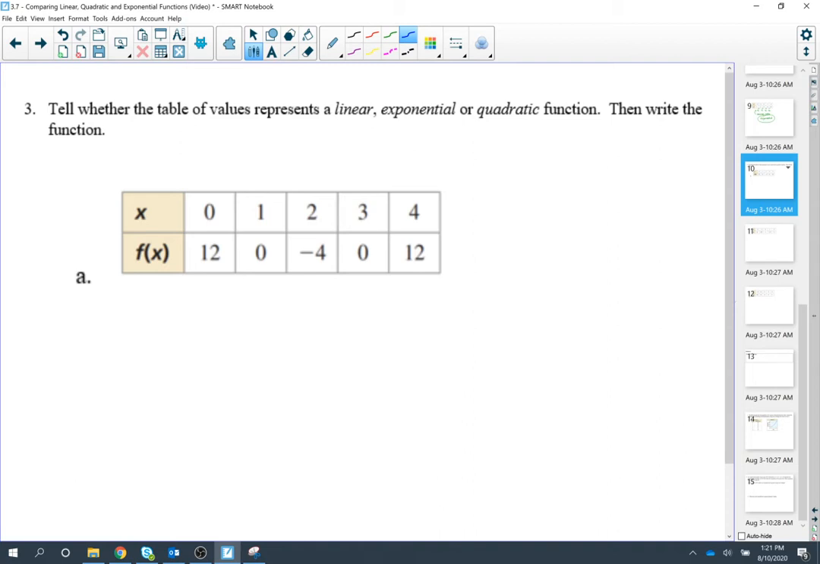It doesn't look like I'm multiplying by anything, so I'm going to start with my differences. How do I get from 12 to 0? I subtract 12. How do I get from 0 to negative 4? I subtract 4. How do I get from negative 4 to 0? I add 4. And how do I get from 0 to 12? I add 12. First difference is not the same, so I know it's not linear.